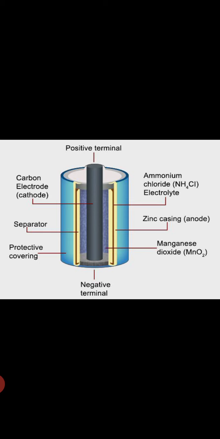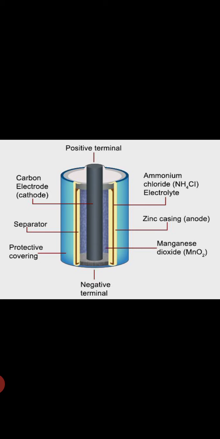So you have understood the parts. It consists of ammonium chloride, NH4Cl, and ZnCl2. We have MnO2, which acts as an oxidant, and the zinc casing, which acts as the anode. The positive terminal is the brass cap or metal cap. The carbon electrode is the graphite, and this is the separator, which is a hard cardboard covering. From the top we have a protective metal covering. Clear? Now you have understood the parts of the battery.